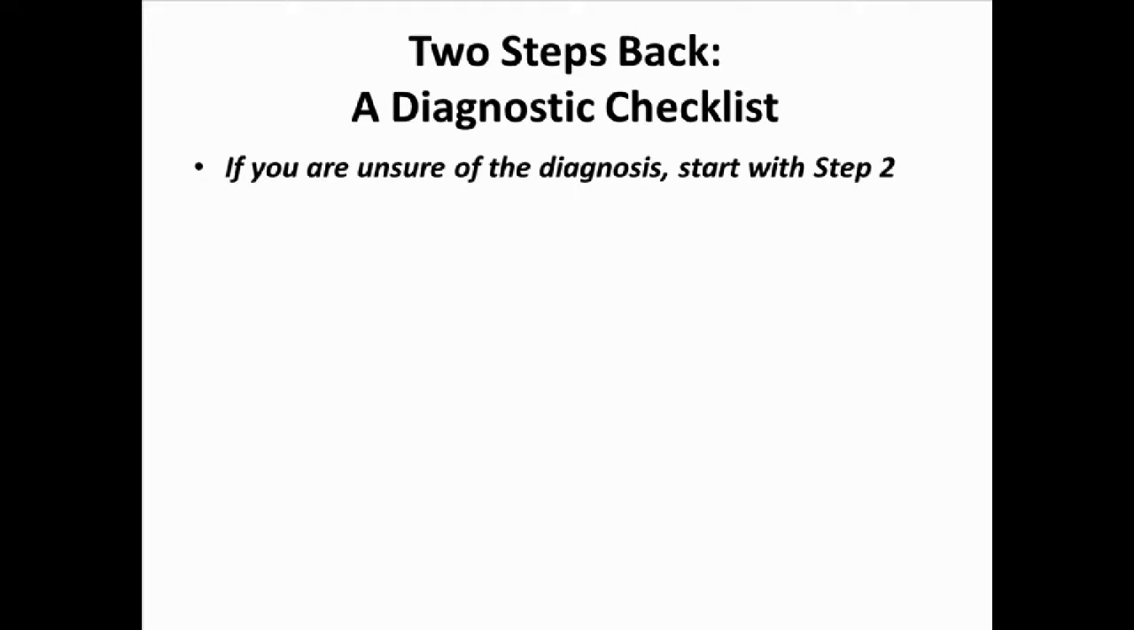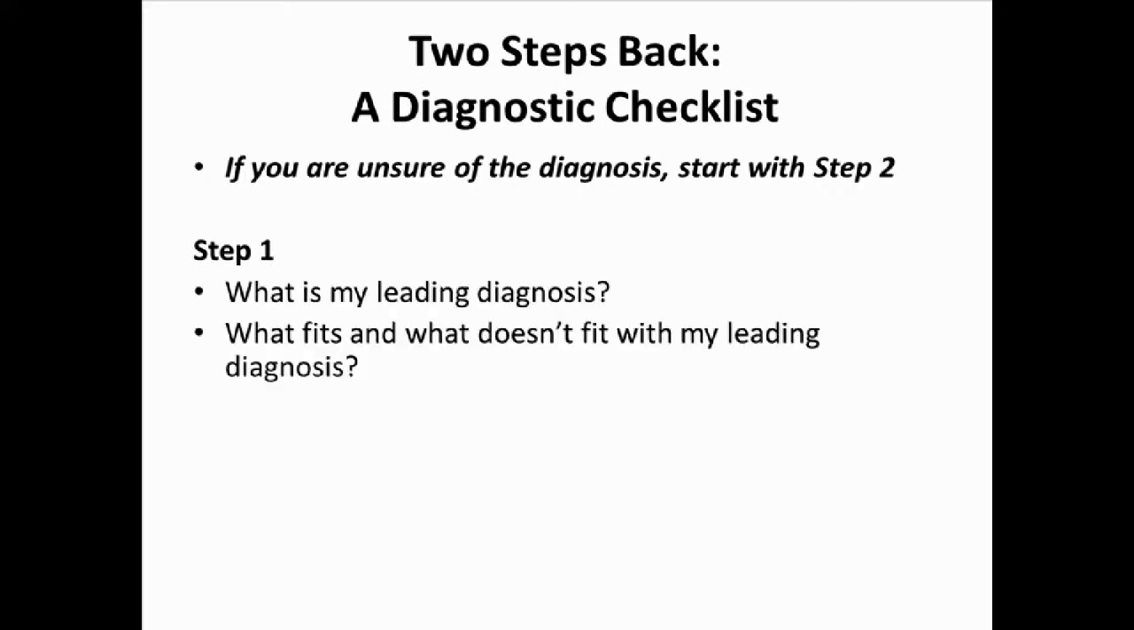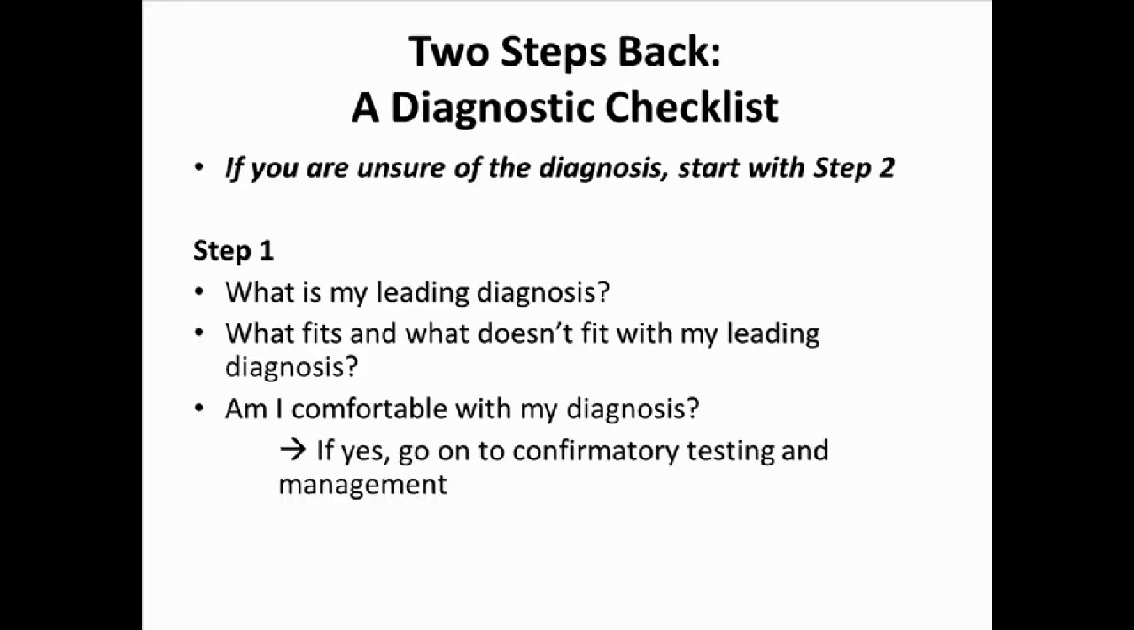And so the first line of the checklist says, or if you're unsure of the diagnosis, start with step 2. Step 1 starts with the same question that we had for the other checklist, and what fits and what doesn't fit was our briefer way of going through the same 3 questions that we had previously. And you're asked at that point, after considering what fits and what doesn't fit, to state whether you're comfortable with your diagnosis. And if so, it may be appropriate to move on with your confirmatory testing and management, and if not, you move on to step 2.